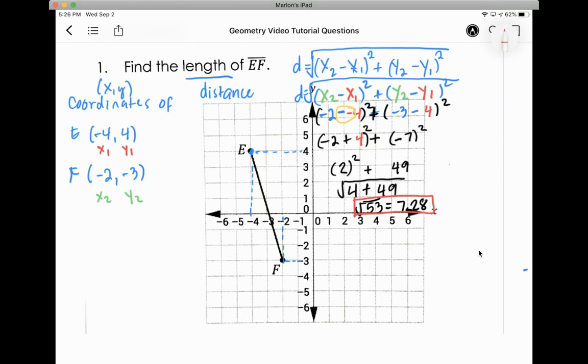So remember, if we are solving the distance or the length, it doesn't matter if we start from E through F, because it will be the same distance if we start from F through E. So you will still get the same answer, square root of 53 or 7.28, assuming that you did all the right things with all the negatives.